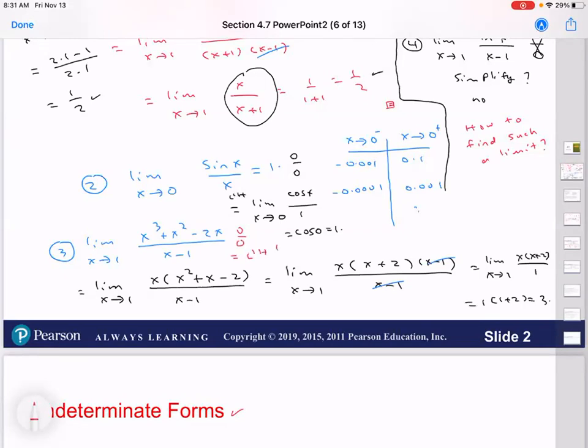L'Hopital's rule. If you do that, what do you get? Limit as x approaches 1, the derivative of the top is 3x squared plus 2x minus 1 minus 2, isn't it? Derivative of the top. And the derivative of the bottom is 1. So it is just the limit of 3x squared plus 2x minus 2 as x approaches 1. So you can plug in 1 for x. What do you get? 3 plus 2 minus 2. That is just 3. That's what we got earlier.